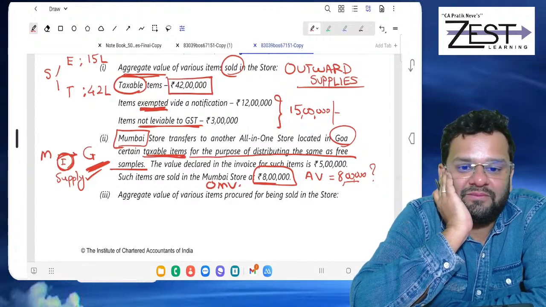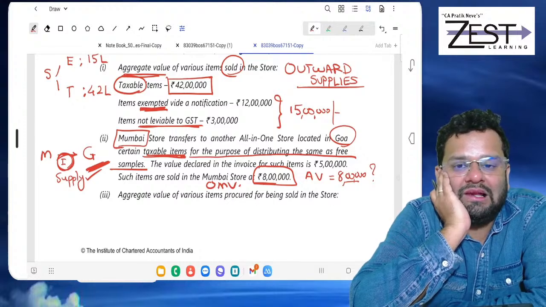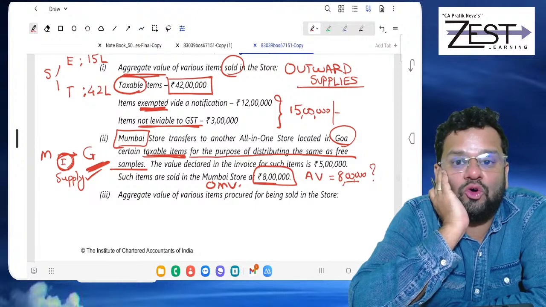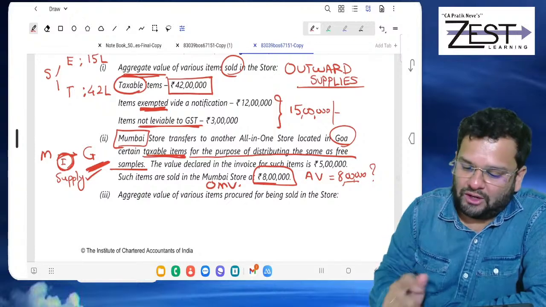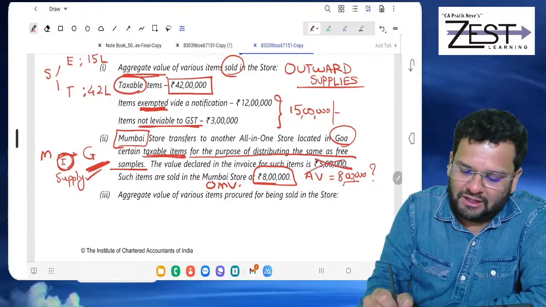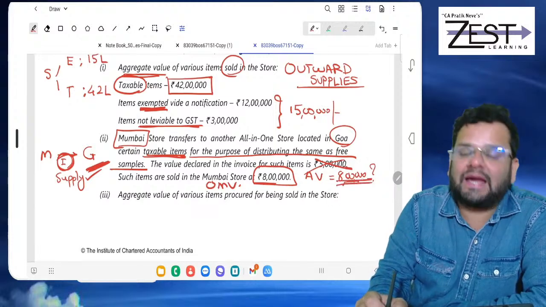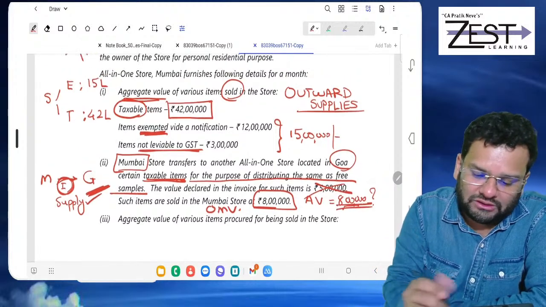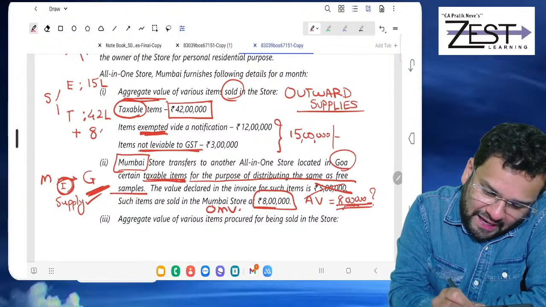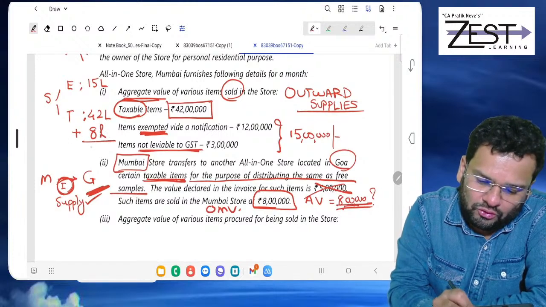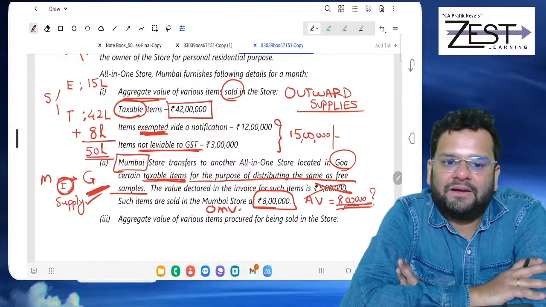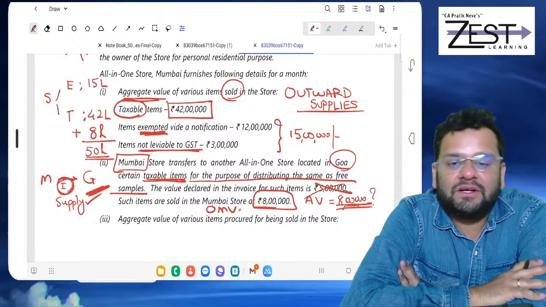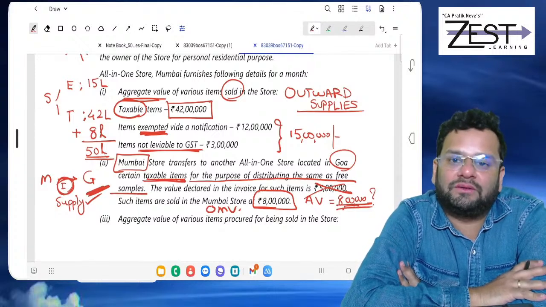But mind you, here Goa unit is not eligible for ITC. Ask me why. Because Goa unit will take these items and they will distribute them as free samples. So for Goa unit, ITC is blocked on these goods. So you cannot take 5 lakh as assessable value. Assessable value will be 8 lakhs. In short, in taxable supply, there is a supply of this 8 lakh also. So taxable supplies are of 50 lakhs now. Did you understand? Very deep, very deep. If you know 28, then only you can do it.